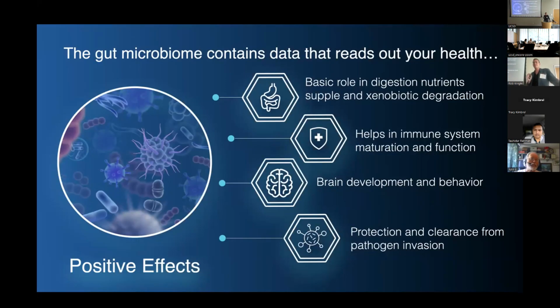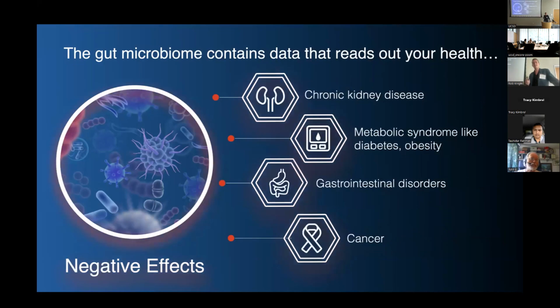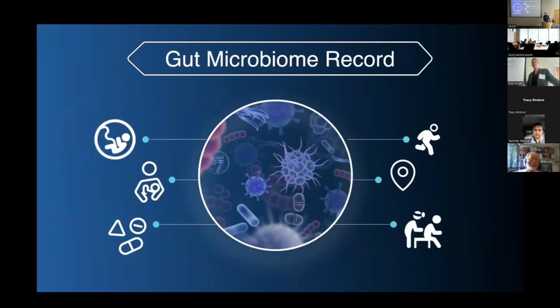So the gut microbiome contains all this data that reads out your health, including things like its role in digestion, in the immune system, in brain development, which has just been recently discovered, even protecting against pathogens. And I'll say more about that later in the talk. But it also reads out a lot of things about diseases, including things like chronic kidney disease, other metabolic disorders like diabetes, obesity, and so on, GI disorders, and cancer, which we can now diagnose from a sample of the blood, where we see DNA that's shed from the microbes in the tumor.